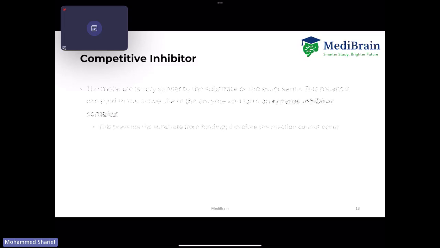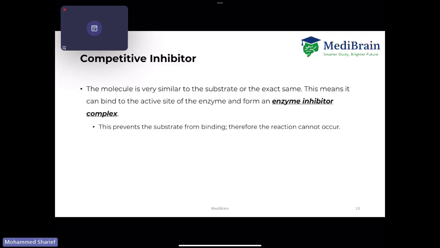We're going to start off by looking at competitive inhibitors. Now, competitive means that it wants some competition. The molecule is very similar to the substrate or the exact same. So if I was to draw, we have this enzyme and this is the substrate and this is the inhibitor. So we've got the substrate and we've got the inhibitor. As you know, both of these look very similar in shape. In fact, they might be the same shape.